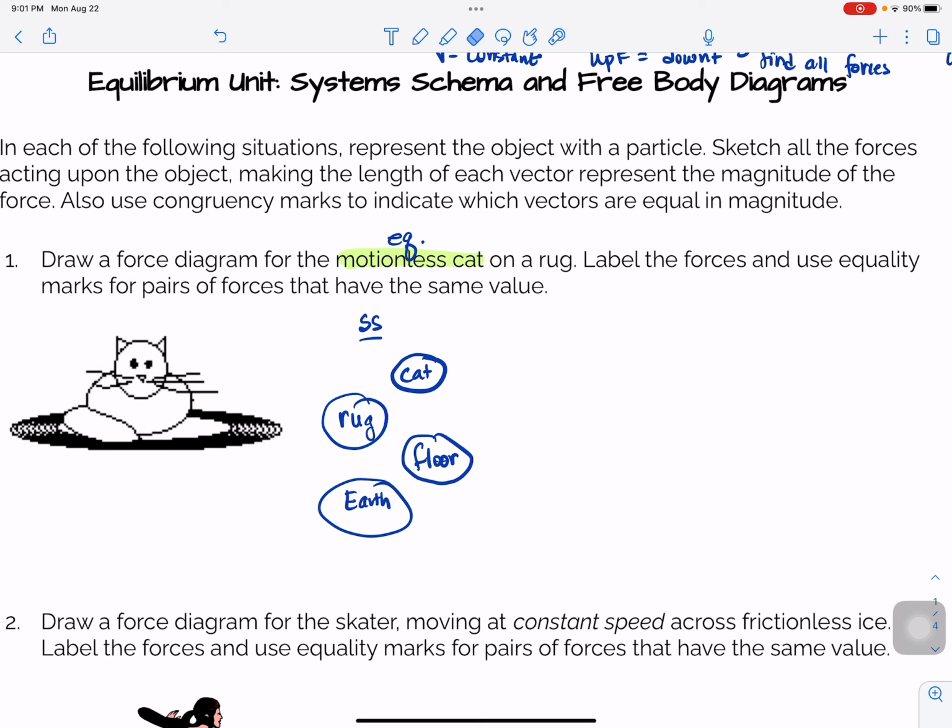Okay. So between the rug and the cat, we have an interaction. Oops, I have no idea how that got to be there. Rug and the cat, we have an interaction, and this is going to be our perpendicular force. We also have an interaction between the cat and the earth, the rug and the floor, and rug and the earth, floor and the earth. And if you want to label it, the interaction between the cat and the earth is the weight.